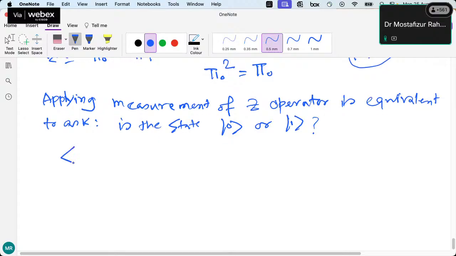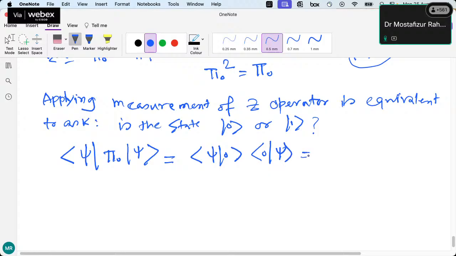And if I do <psi|pi 0|psi>, this is basically the probability of a quantum state to be in the state Ket0. So that means <psi|0><0|psi>, which equals alpha star alpha. We have just seen this equals alpha square. So this is the probability of the state to be in the state Ket0, equal to alpha square, right? And I am doing this expectation calculation <psi|pi 0|psi>, right?